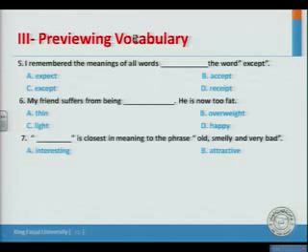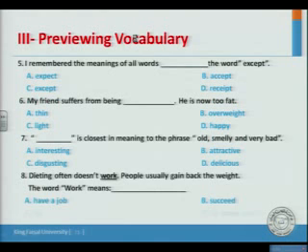Let's move to number 5. I remembered the meaning of all the word except. Try to translate this sentence. You will find it sounds something strange. I remember the meaning of all the word except. So the answer is except. I remember the meaning of all words except the word except.